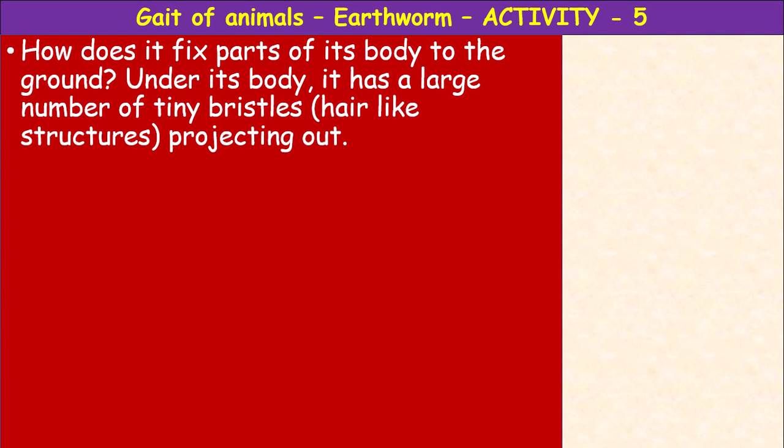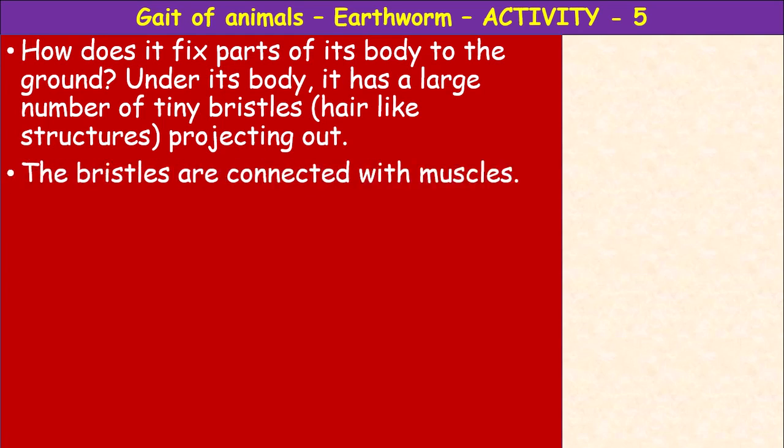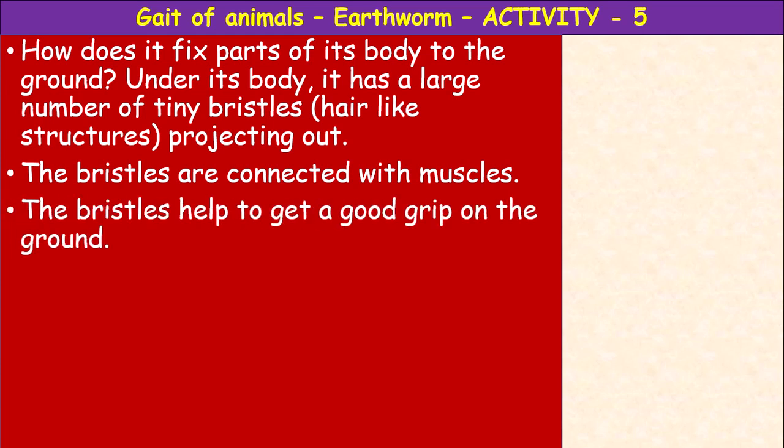With the help of that sticky substance, and under its body it has a large number of tiny bristles, hair-like structures which are projecting out. Actually they are called setae, that you will learn in the higher class. So here you remember as hair-like structures projecting out. The bristles are connected with the muscles. The bristles help to get a good grip on the ground.